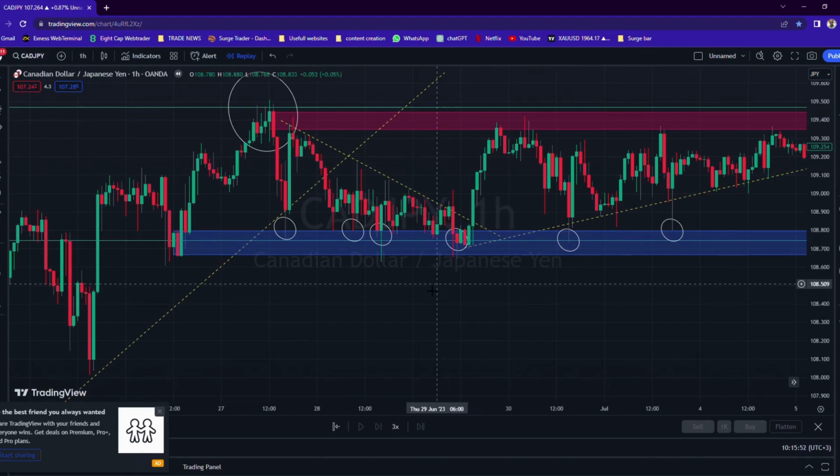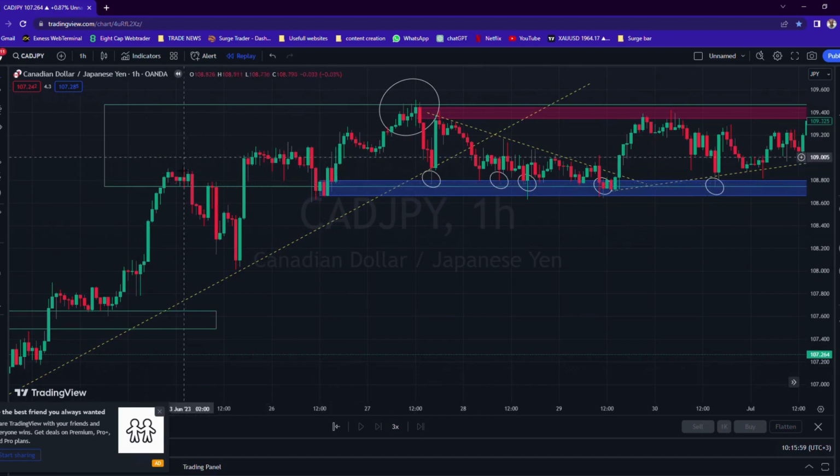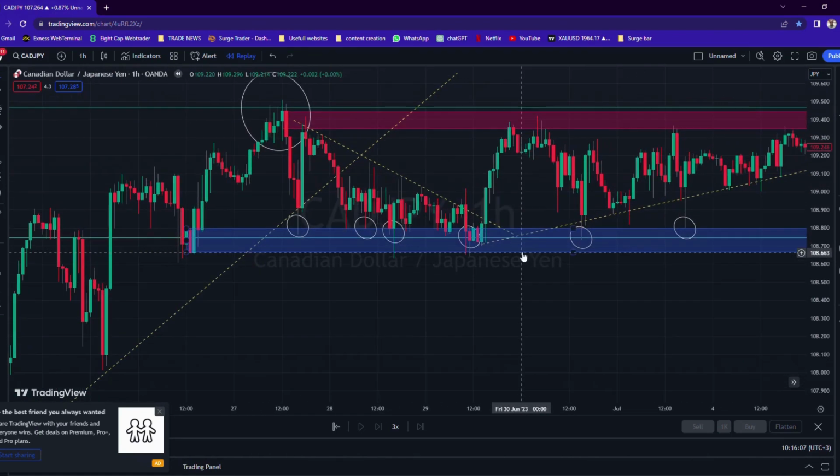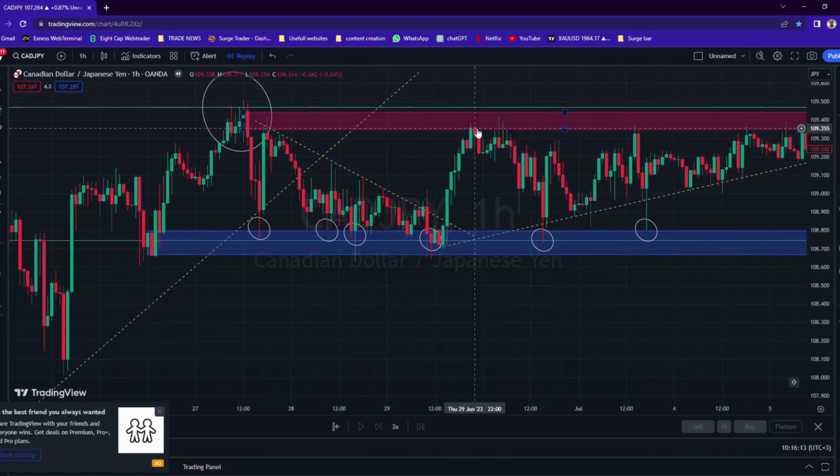As you can see, price is now touching the same demand zone. This demand is a support above the old resistance, and this is the new resistance, and the price is not breaking the resistance. How many times has the price touched the support? 1, 2, 3, 4, 5, 6. Now we want to see new resistance or new highs being created, but this was the last high.